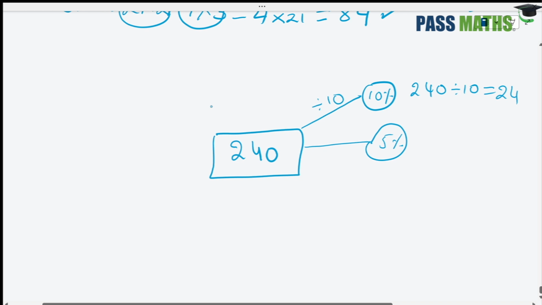We need to look at the link between 10% and 5%. 5% is half of 10%, so divide by 2. That means we can divide the answer by 2 as well. That gives you 12.